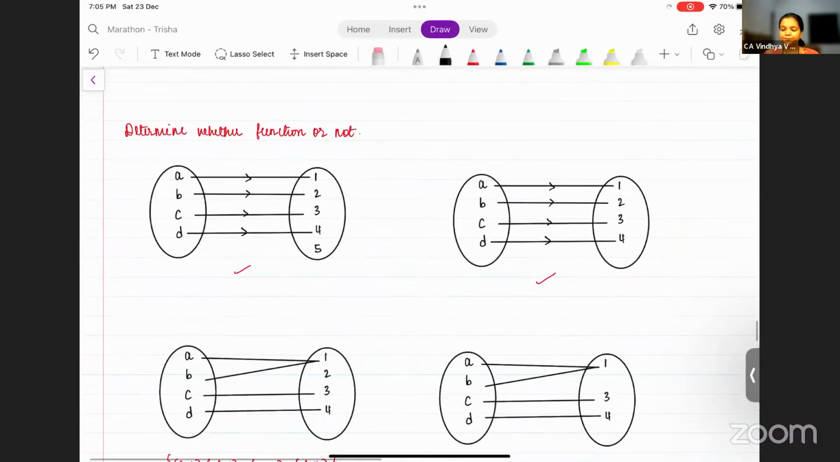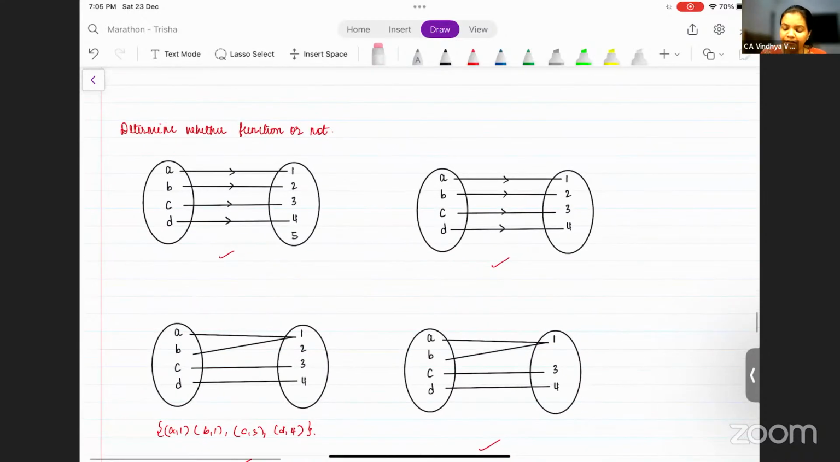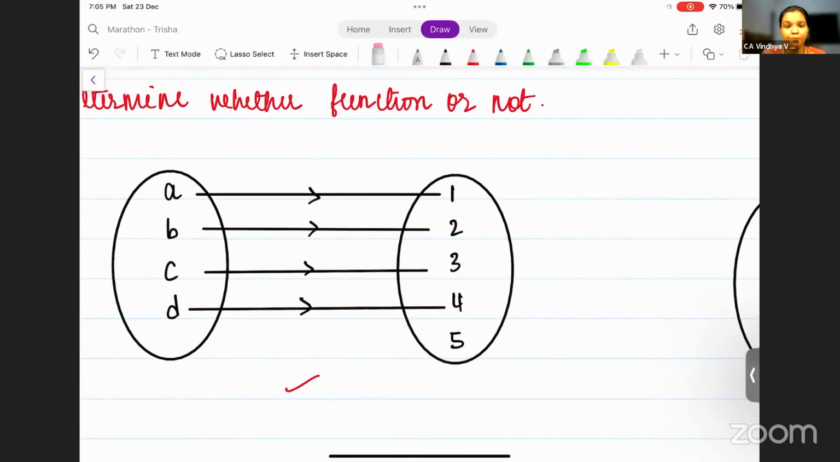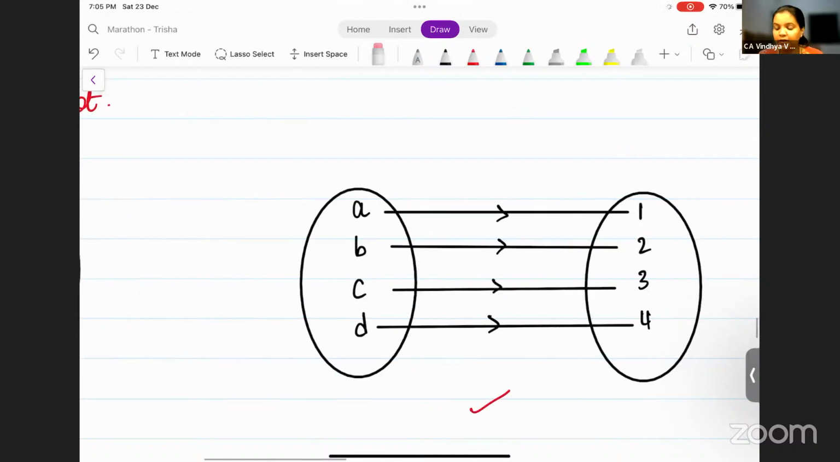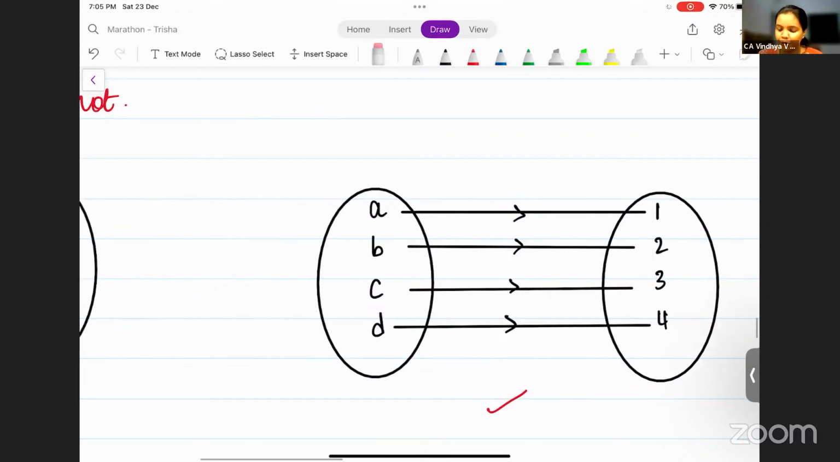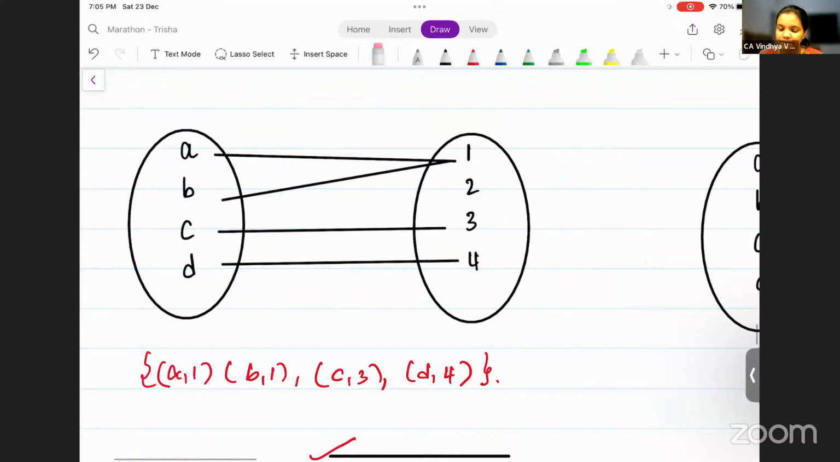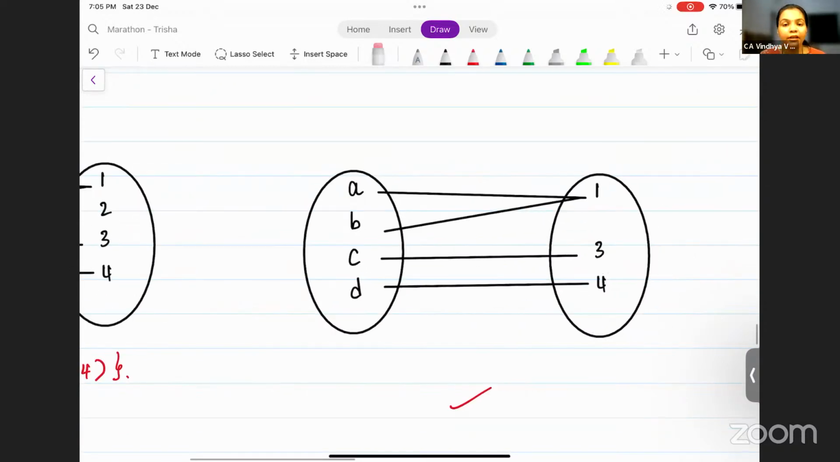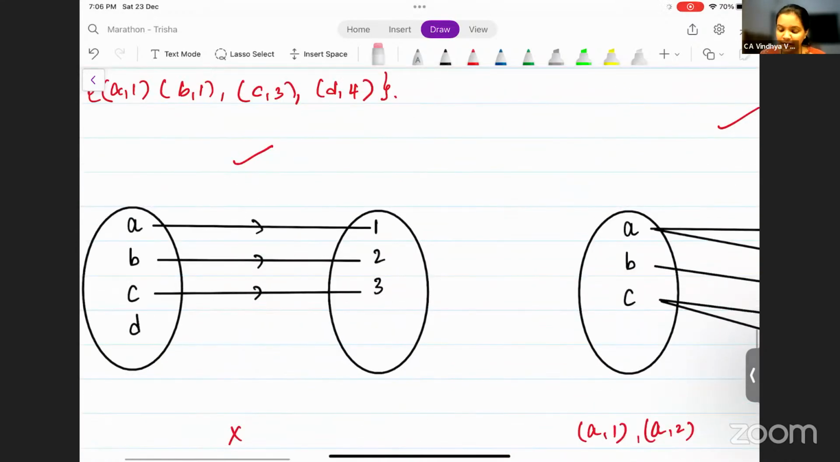Okay. All right. Now see here. The first one here that we have is a function because every input has an output. This diagram is called mapping. It's called arrow diagram. Next. Every input has an output. Yes, correct. A has one, B has one. One output. Every input has one output. If the output is same, that does not matter. But one input cannot have more than one output. Here, A, B, C, D, 1, 3, 4. Okay? Yes. Now moving to the next one.